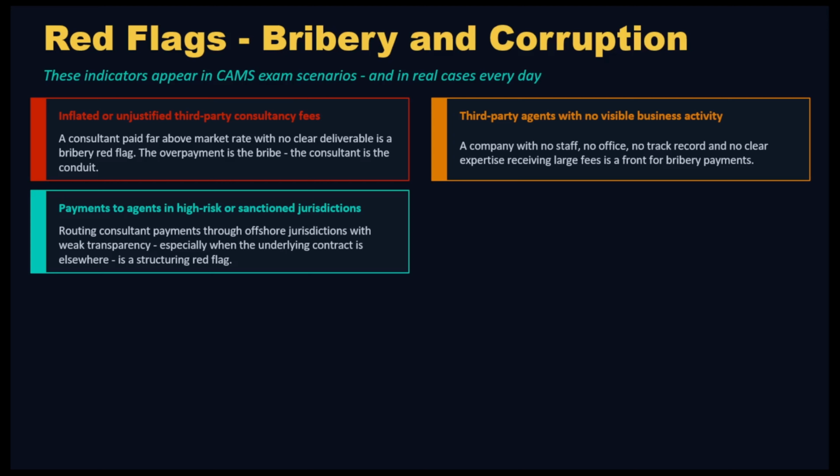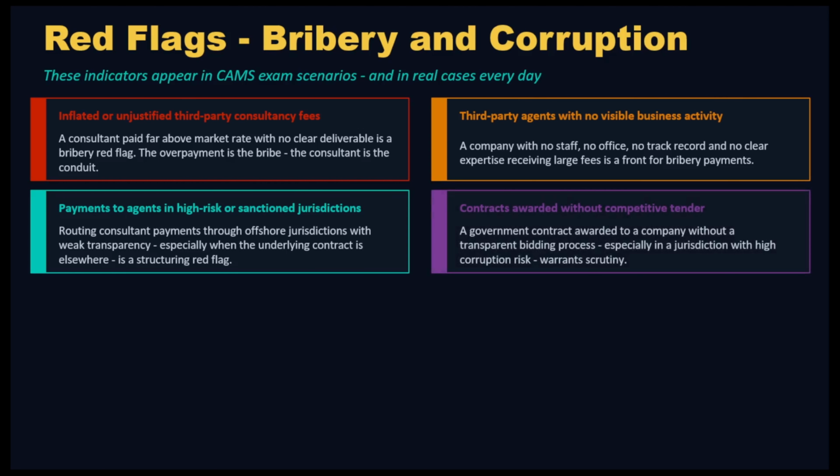The fourth thing is a contract awarded without competitive tenders. Government contracts in high-risk jurisdictions are awarded to a company, let's say, without a transparent bidding process, particularly when that company had no prior presence in the market.